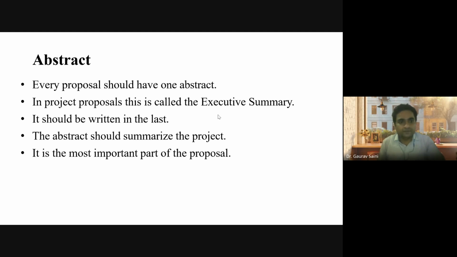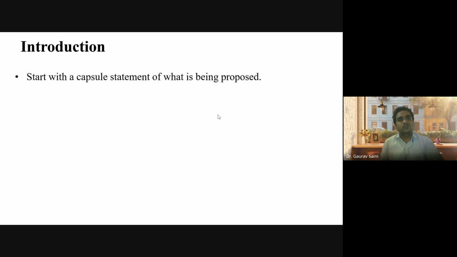Next, we have already covered this, and then we come to the introduction part of your proposal. We started today's presentation with some key things. So your proposal should also start with some statements, some ideas, some very well known statements from science, from history, from scientists of the area in which we are going to study or start the proposal.